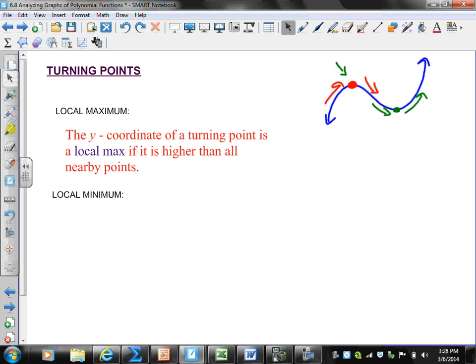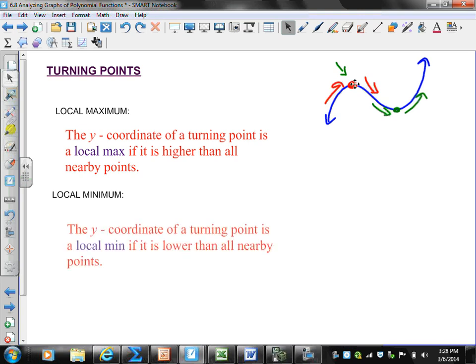Same thing goes for a local minimum. The y-coordinate of a turning point is a local minimum if it's lower than all the nearby points. So this one here in green is a local minimum because everything in its little neighborhood is higher than it, right? It's lower than everything else in its neighborhood. Okay, so that's the idea of a local maximum and a local minimum. And again, both of those are turning points.